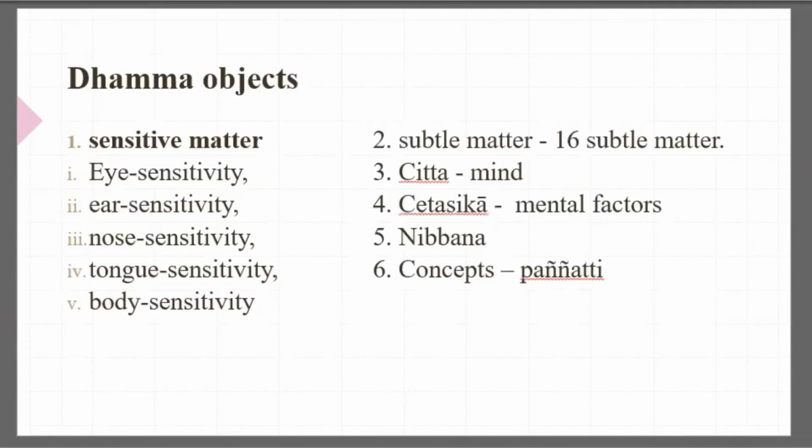Now let's classify those objects, the Dhamma objects, into 6 classes. What are they? Sensitive matter, subtle matter, mind, mental factors, Nibbana, and concepts. We can classify in various methods, but according to Abhidhammattha Saṅgaha, this is the way Dhamma objects, or Dhamma Ārammaṇa, are classified.